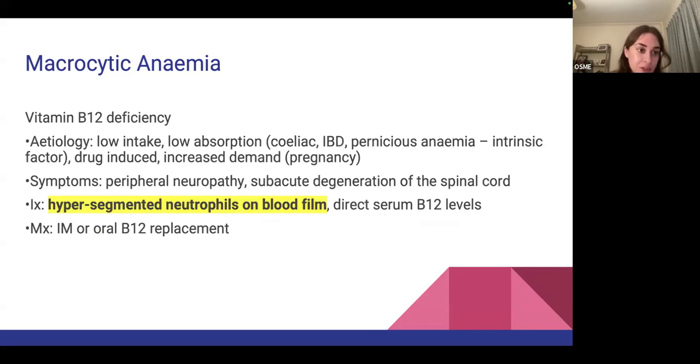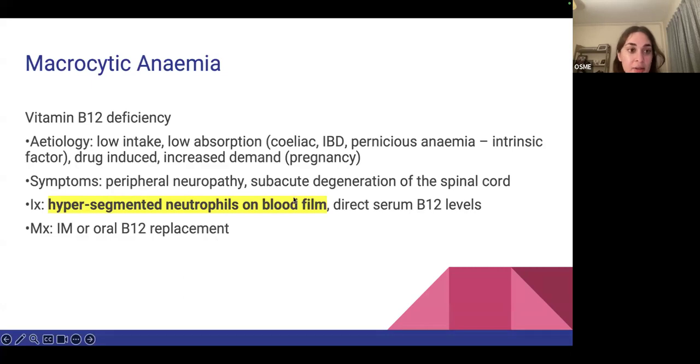So macrocytic anemia. There are two causes. This is either B12 or folate deficiency, and you will see hypersegmented neutrophils on the blood film for a B12 deficiency, and there might be a history of celiac, or there'll be this picture of celiac disease. So they might mention things like the TTG testing or IBD history, and occasionally it can be drug induced. The treatment for this is IM B12 replacement.